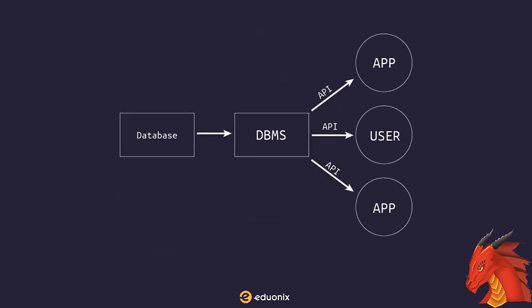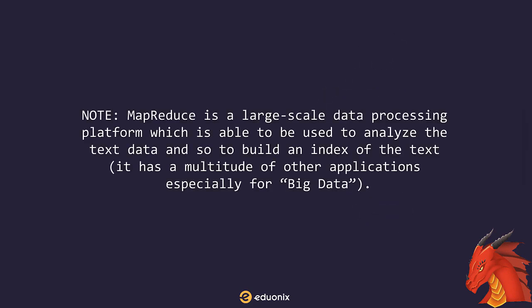In all other DBMS type databases, connections between entities always have to be inferred by way of foreign keys, for example, by relational database schemas, or by processing the connection outside of the database transaction, for example, the use of MapReduce. Note, MapReduce is a large-scale data processing platform which is able to be used to analyze text data and so to build an index of the text. It has a multitude of other applications, especially for big data.